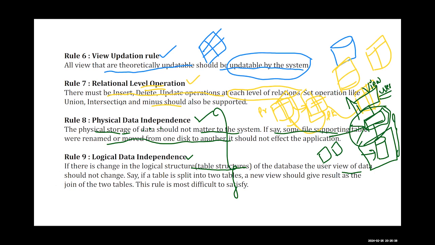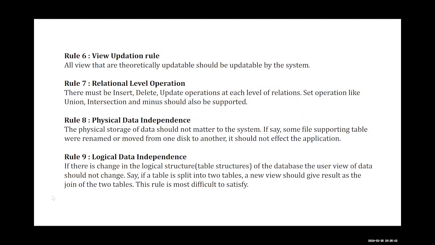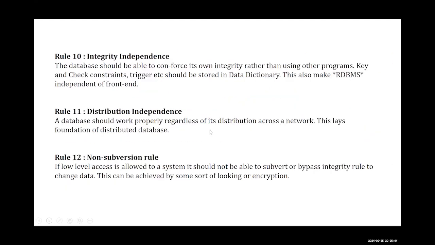Now let us move on to the last 3 rules. The first one is integrity independence. What is this integrity independence? The database should be able to enforce its own integrity rather than using other programs. Key and check constraints, triggers, etc. should be stored in the data dictionary. This also makes the RDBMS independent of the front end.